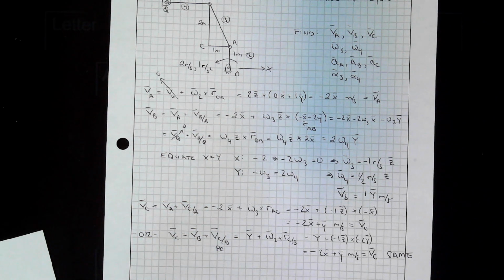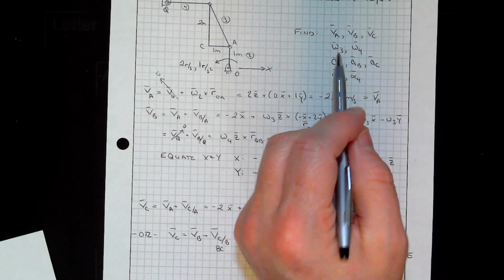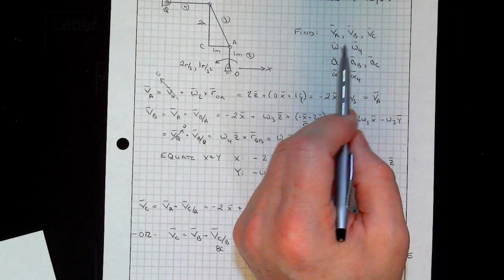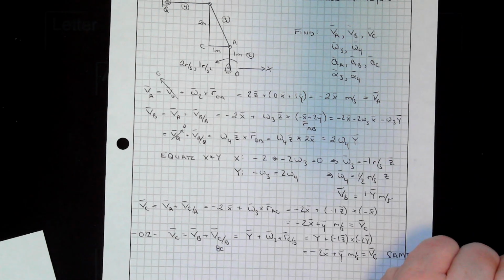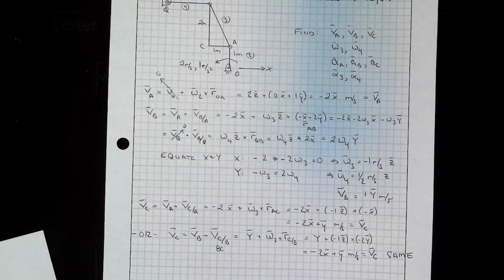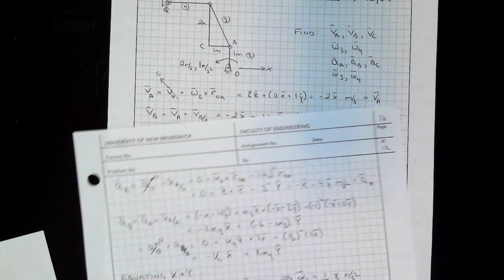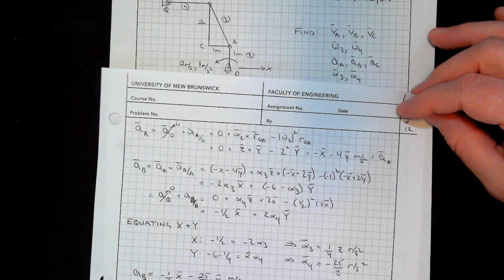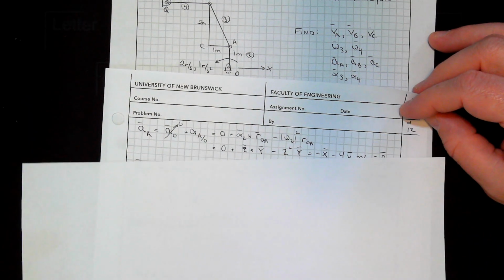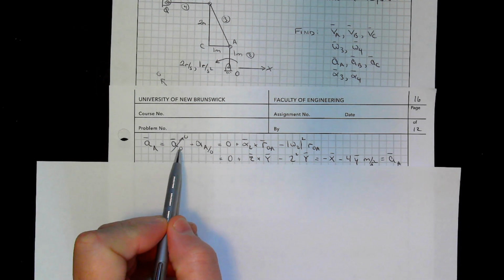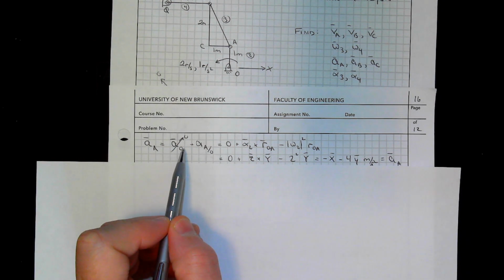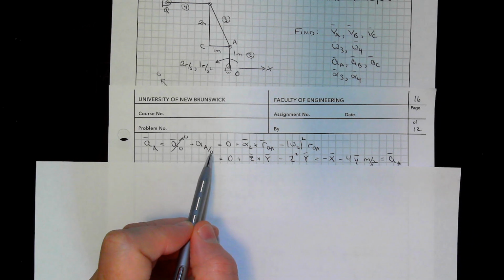That's useful. All right, so now we've knocked off up here VA, VB, VC, omega 3, omega 4. Now we've got to do the same thing for acceleration. So we know all that stuff. So let's just start this way. So acceleration of A. It's the same idea. We're starting from what we know, which is 0, and then we're going to go A relative to O.